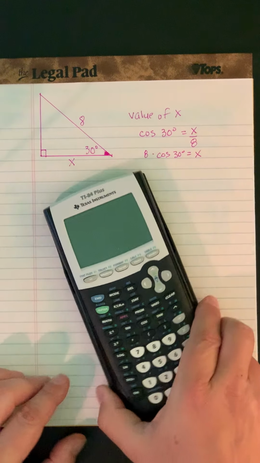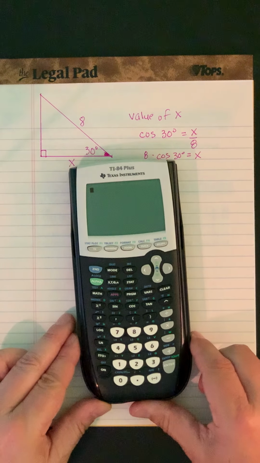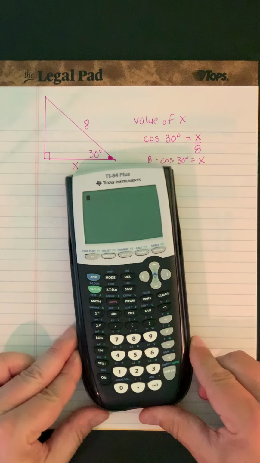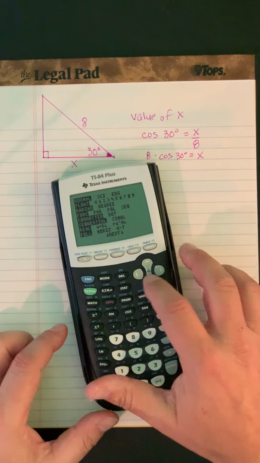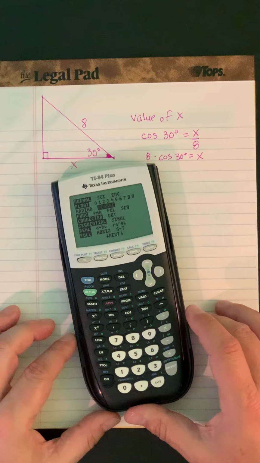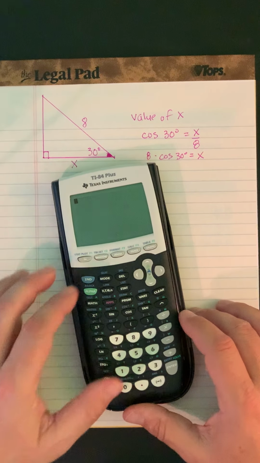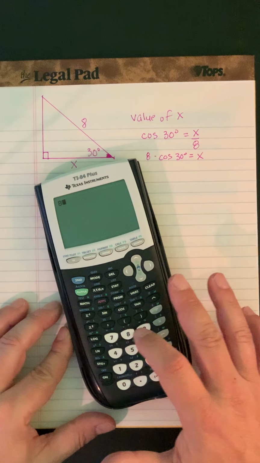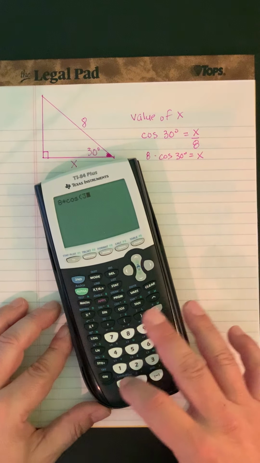Make sure you're in degrees. But all I'm going to do, and I don't know if you can see, I hope you can, is 8 times the cosine of 30. So I'm going to make sure I'm in degrees, and I'm not. On your phone, you turn it sideways. If you've got an iPhone, you get your calculator. Okay, so I'm literally going to do 8 times the cosine of 30 degrees.